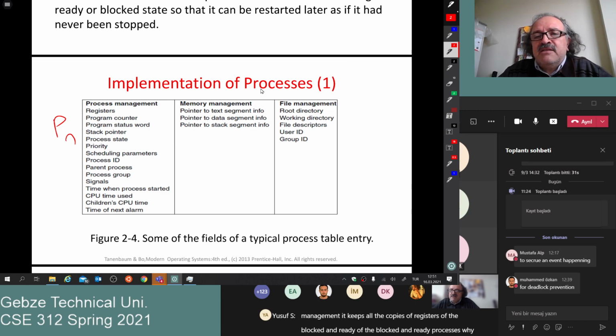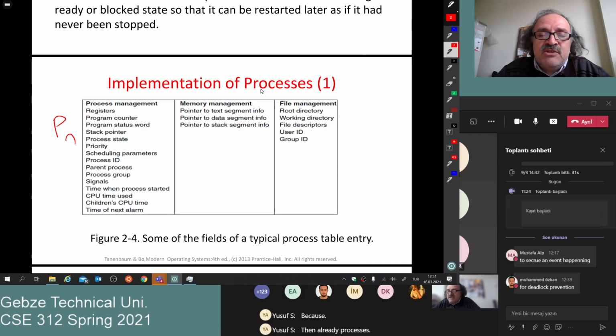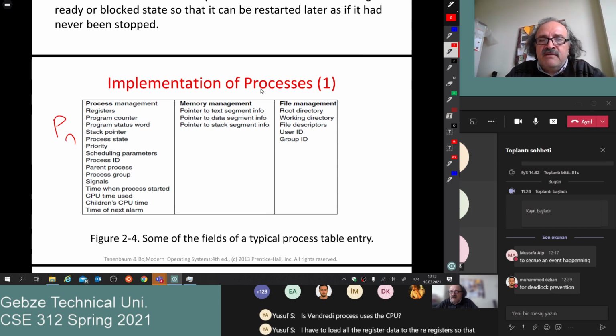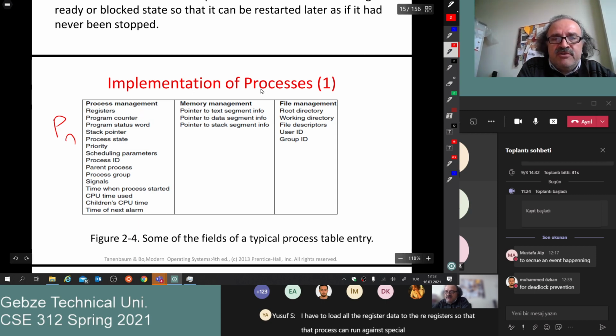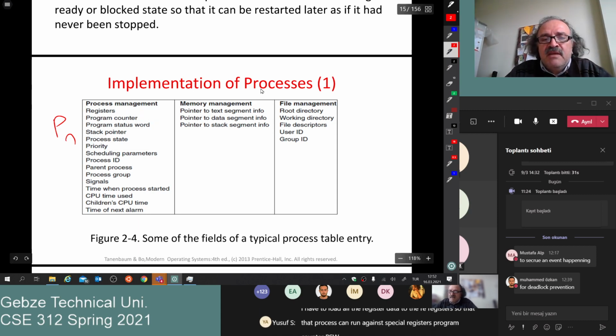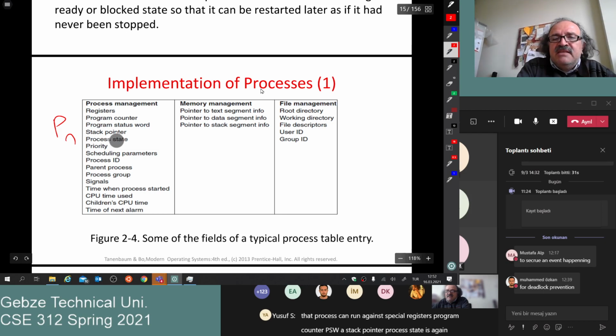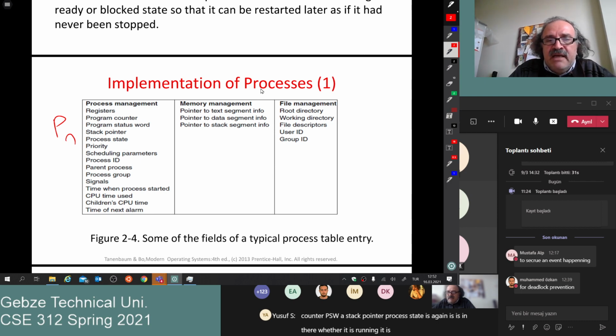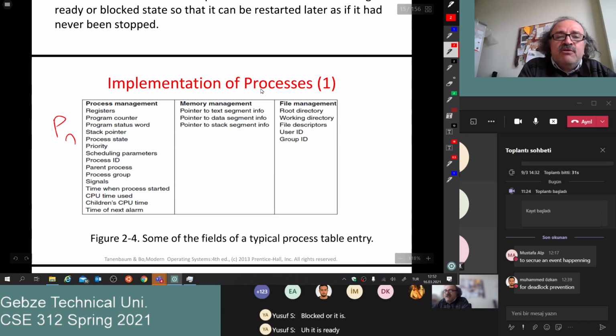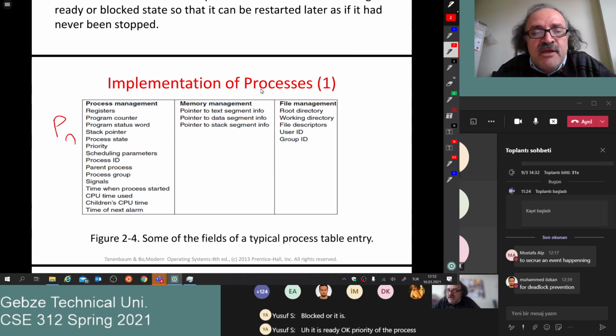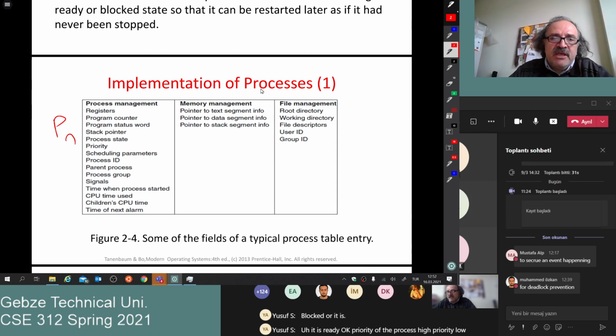Why? Because when a ready process uses the CPU, I have to load all the register data to the real registers so that the process can run. Again, special registers: program counter, PSW, stack pointer. The process state is also in there, whether it is running, blocked, or ready. Priority of the process: high priority, low priority, medium level priority.